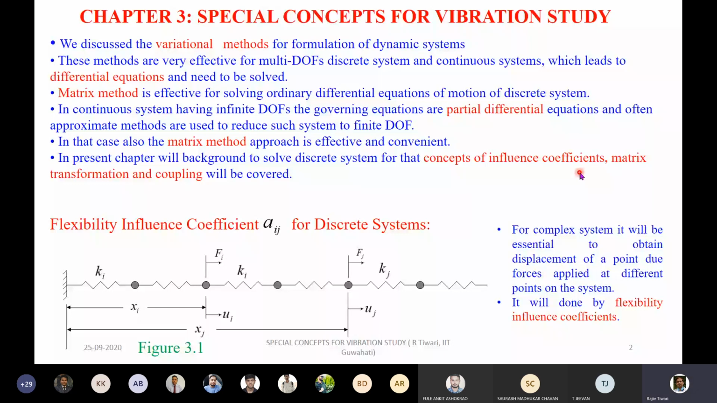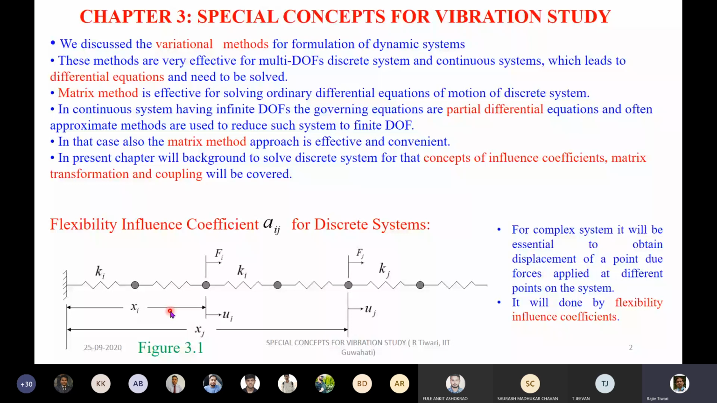So let us see the flexibility influence coefficient for a discrete system. This will extend to the continuous system also. Here we can see a system in which several springs are connected with masses in between, and at several places forces are acting. Let us say this is the ith mass. The position of that is given by xi, and the displacement of that particular mass is ui. So xi indicates the position, and ui is the displacement of that particular mass.